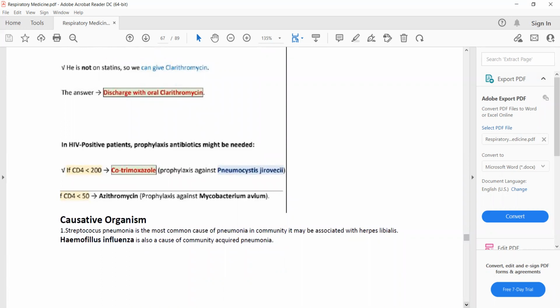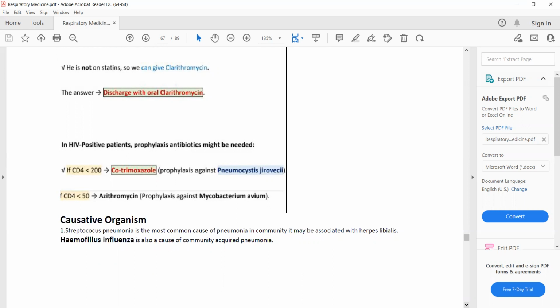What is the prophylaxis for Pneumocystis jirovecii pneumonia? If an HIV patient has a CD4 count of less than 200, then cotrimoxazole can be used as prophylaxis for Pneumocystis jirovecii pneumonia. And if the CD4 count is less than 50, then azithromycin is used as prophylaxis against Mycobacterium avium. These 2 points are important.